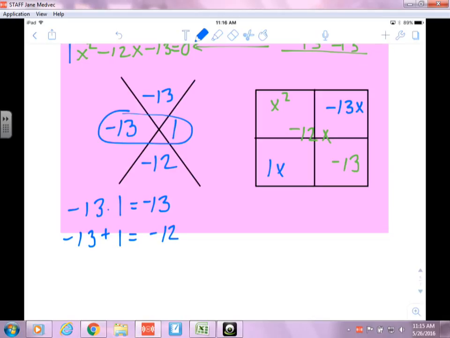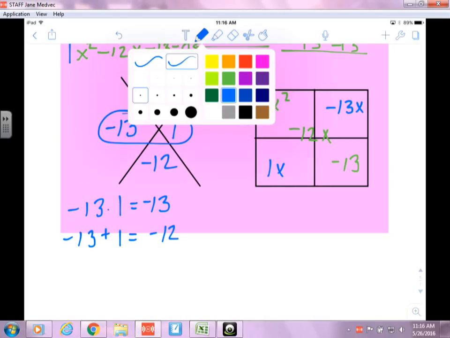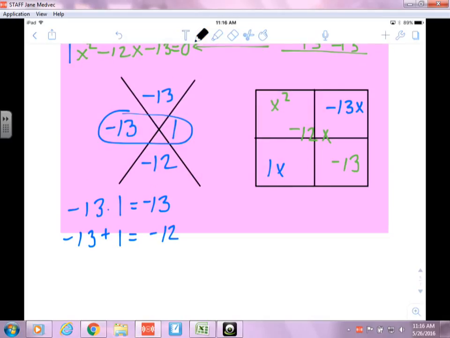Okay. What times what gives me x squared? X. Okay, so x and x gives me x squared. X times what gives me negative 13x? Negative 13. X times what gives me 1x? 1. And I do need a 1 there. Okay, so still, the only thing new that I've done so far is make sure it's in standard form. That's the only thing I've done so far.